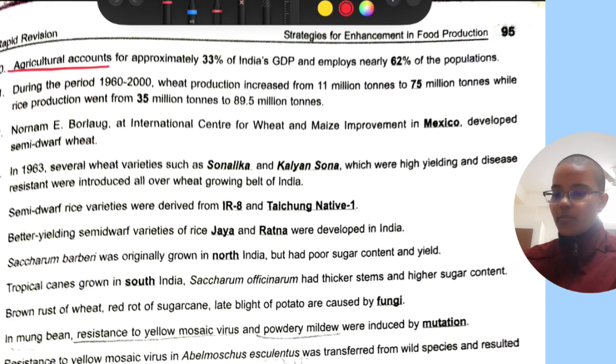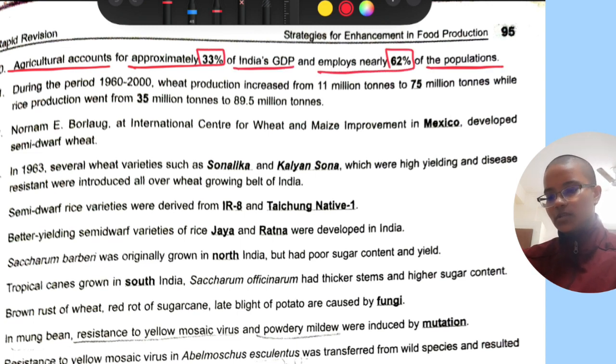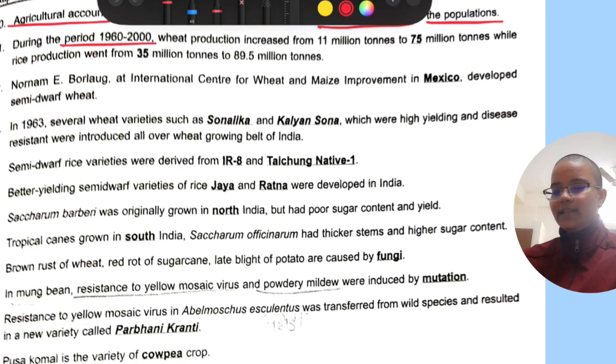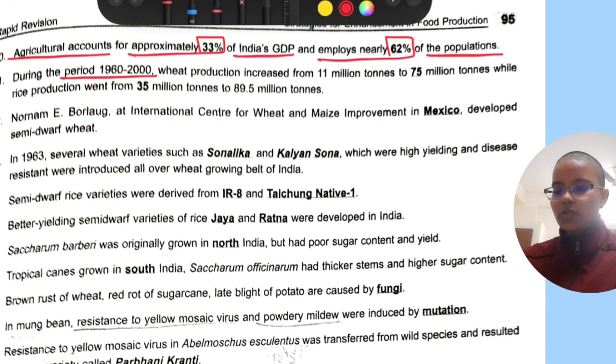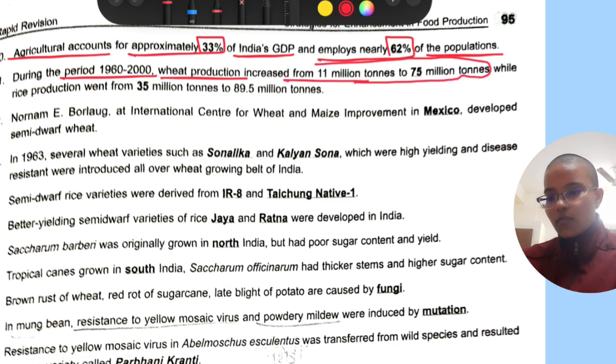Agriculture accounts for approximately 33% of India's GDP and employs approximately 62% of the population. During the period 1960 to 2000, wheat production increased from 11 million tons to 75 million tons, and rice production went from 35 million tons to 89.5 million tons.